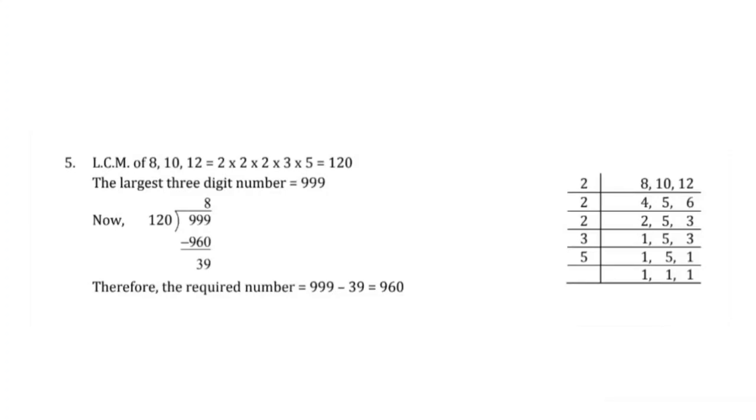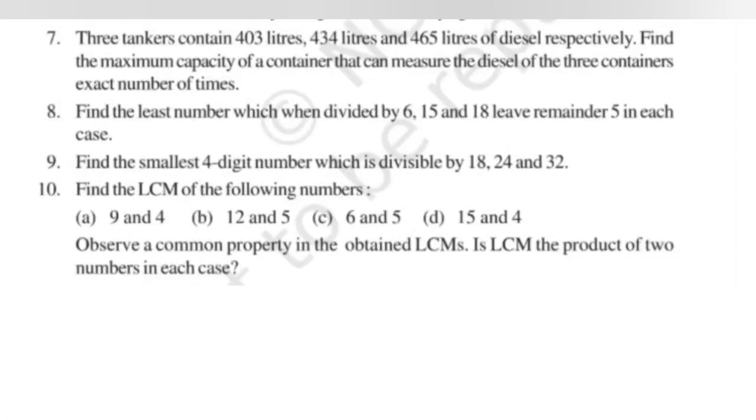Now the largest 3-digit number is what? 999. So this 999 we will divide by 120. So 8 times we can divide it, okay? And the remainder is coming what? 39. Now 999 minus 39. Answer is what? 960. So the required number is 960. Now let's see question number 7.